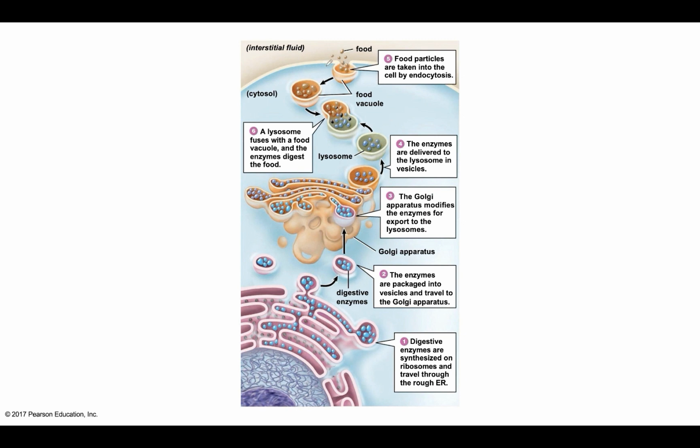Also, this cell can have some food vacuoles. Outside, some vesicle has some food, and then this vesicle fuses, merging into the plasma membrane of this cell. So food particles are taken into the cell by endocytosis. When some material enters the cell by way of a vesicle, we call that endocytosis.